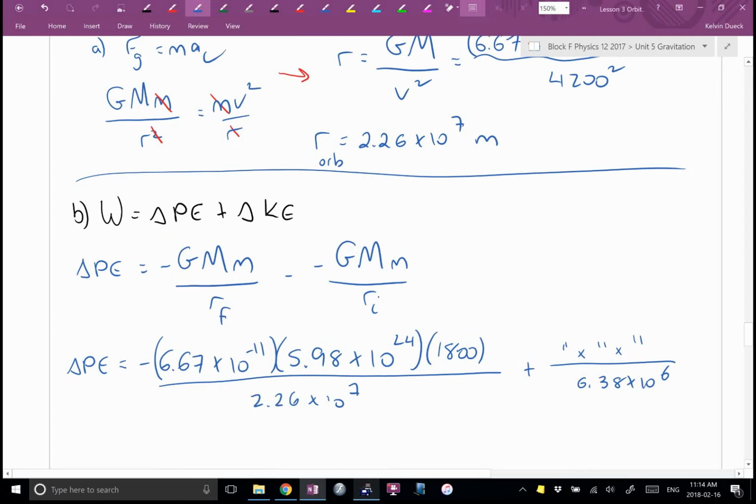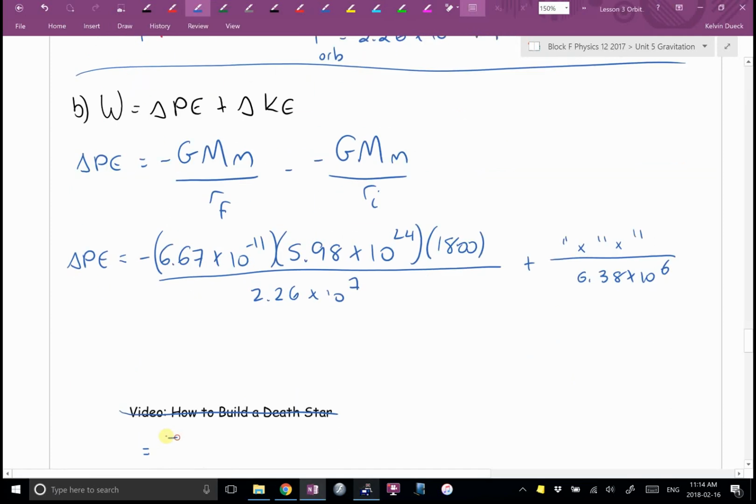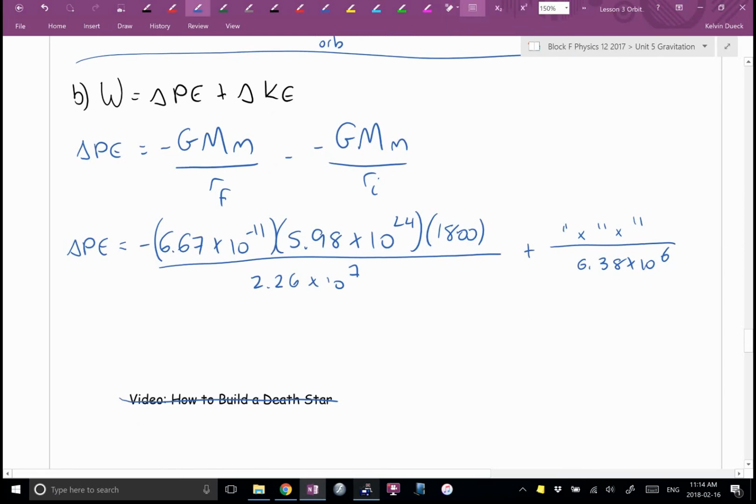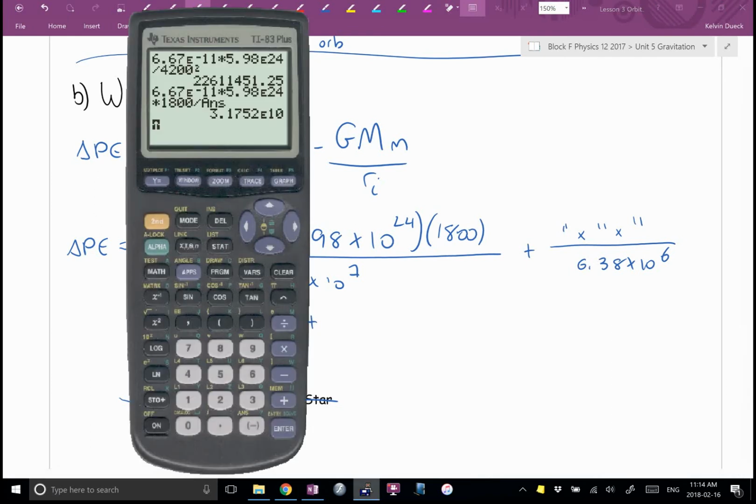3.1752 times 10 to the negative... Oh, what did I say it was? 1752 times 10 to the 10th plus. And now I repeat, but instead of the answer button, I have 6.38 times 10 to the 6th. That one didn't work out evenly. 1.1253. If I go to 5 sig figs in my data, that usually gives me 3 sig figs of accuracy in my final answer, and that's all I'm fussy about.